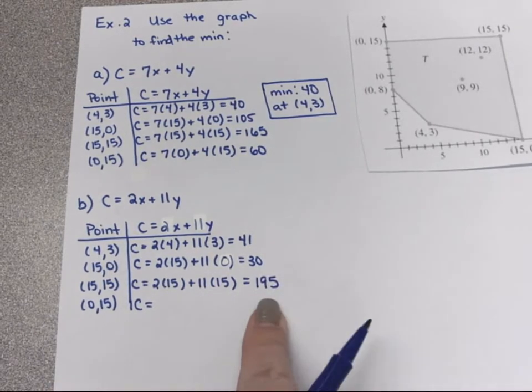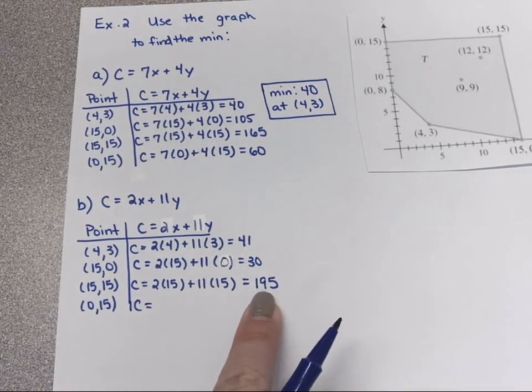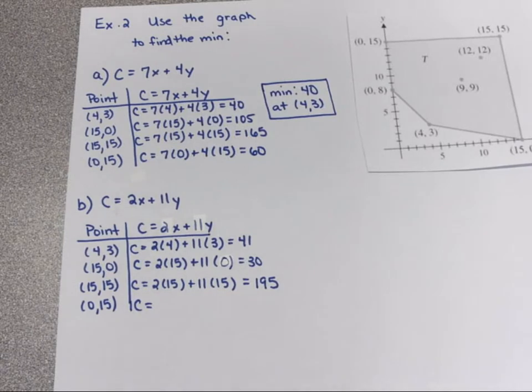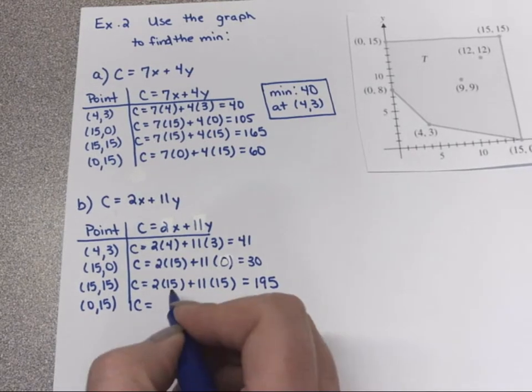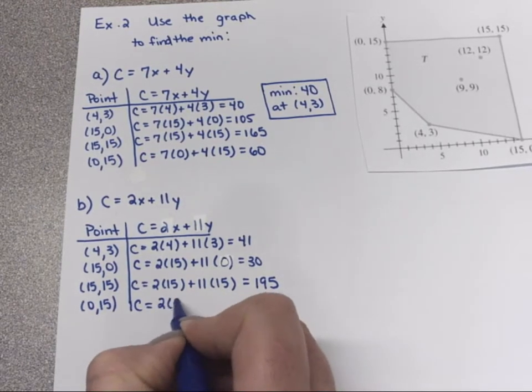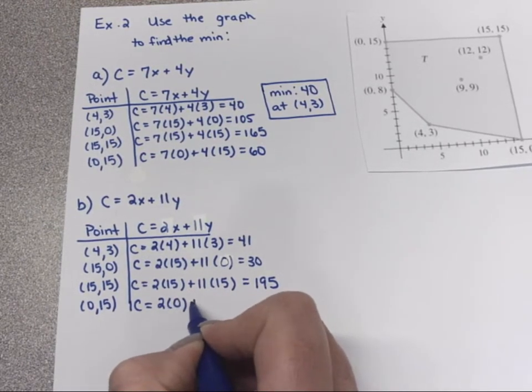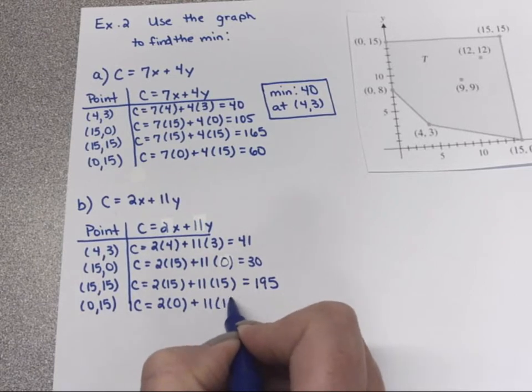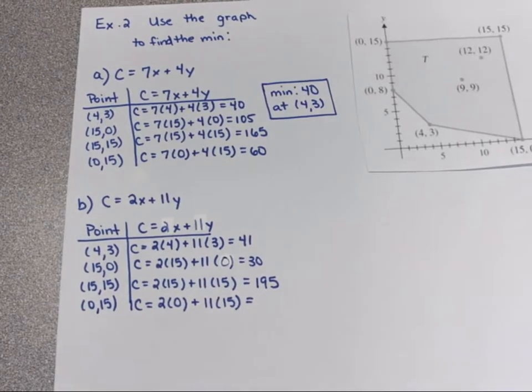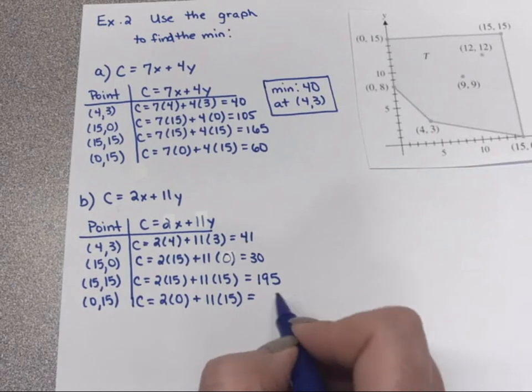By the way, it shouldn't surprise us that this is coming up with the biggest cost, because this is making the most number of things, right? If we were talking about 2 different kinds of items, we're making 15 of one item and 15 of the other. So, of course, we're going to have the biggest cost there. That's really not a shocker. And so 2 times 0 plus 11 times 15 would be 165.